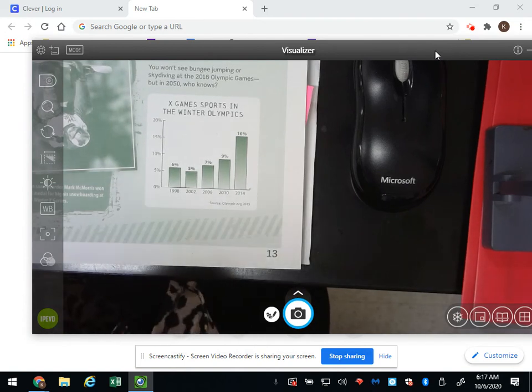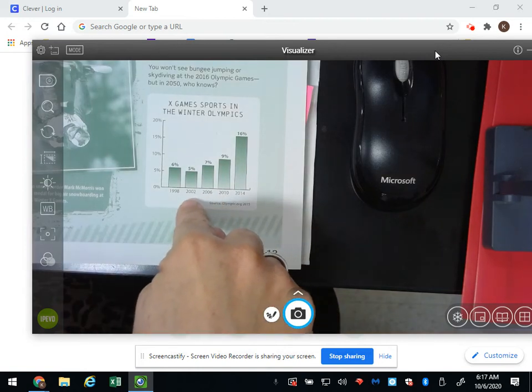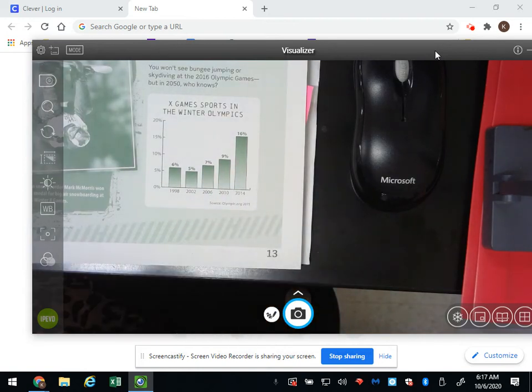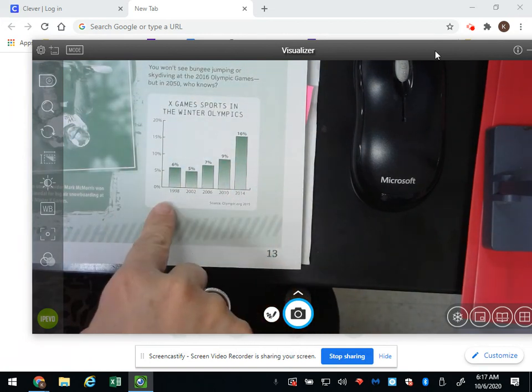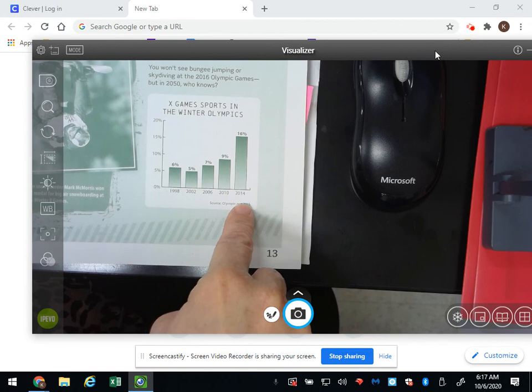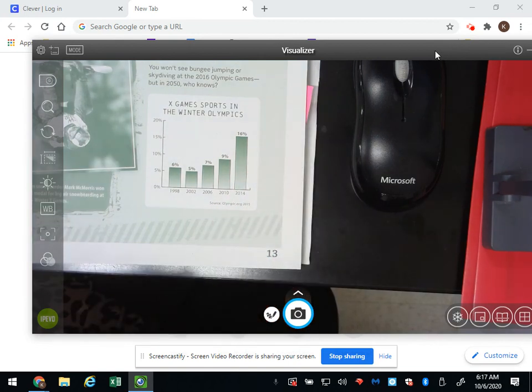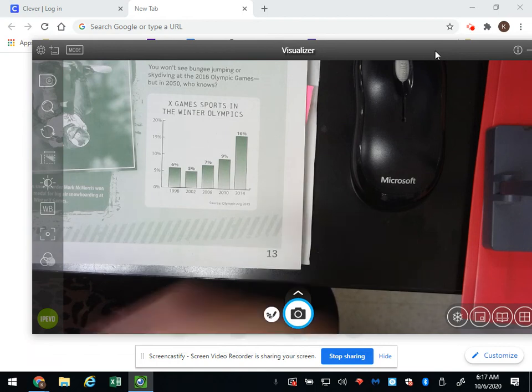I can tell you one question that I have is I kind of want to know which sports were actually included each year, and were they the same sports? Like, were the same sports in 1998, that 6%, part of the 16% in 2014? So what are some things that you're wondering now after looking at this graph?